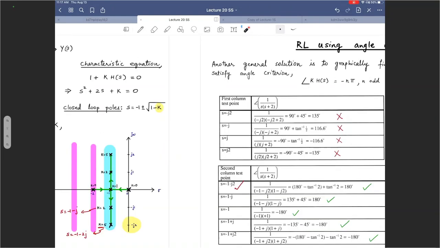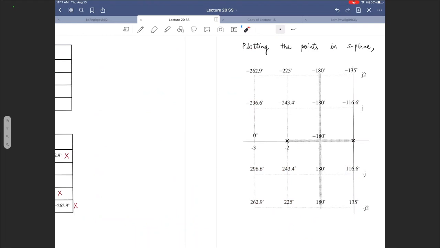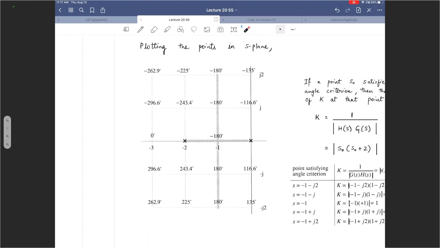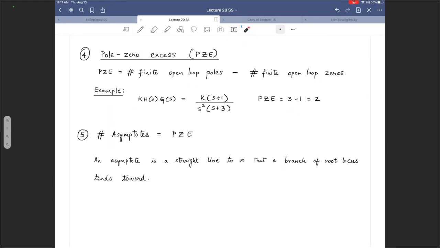All right, let's move on to the next rule. Pole zero excess, PZE. PZE is simply the difference between the number of finite open loop poles and the number of finite open loop zeros.